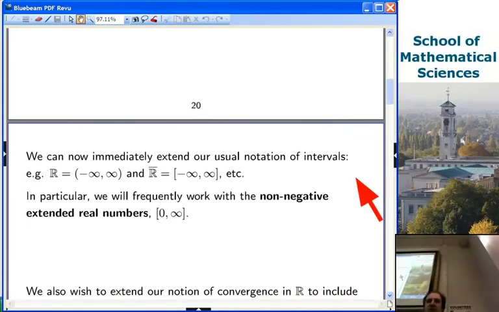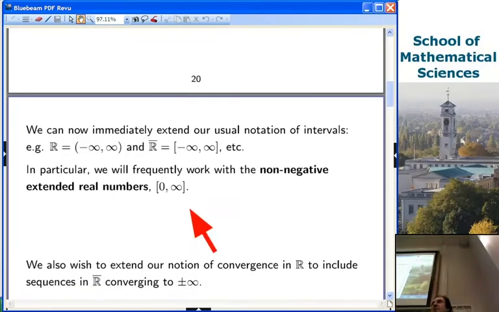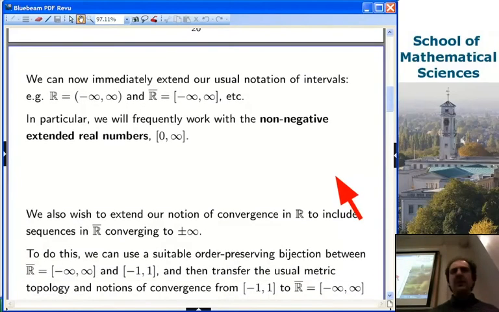Okay, so now of course you can define various kinds of intervals. The old real line is what it was before, the open interval between minus infinity and infinity. The extended real line, as I've already said, is a closed interval between minus infinity and infinity inclusive. But most of the time in this module, we're going to work with the non-negative extended real numbers, which are extended real numbers between 0 and infinity inclusive. So most of the time, we won't be fussed about minus infinity, and most of the time, we won't be fussed about the negative real numbers when we're doing the measure theory. Just occasionally, I might mention something about them.